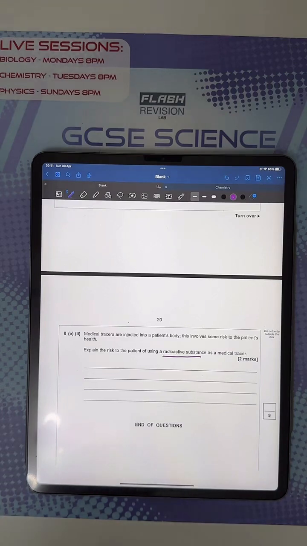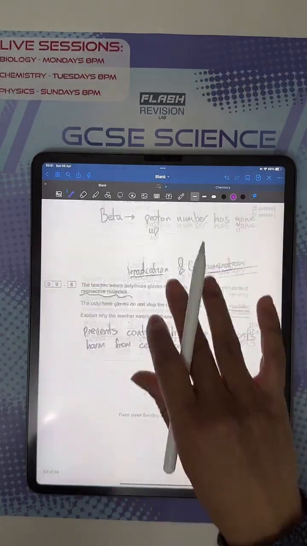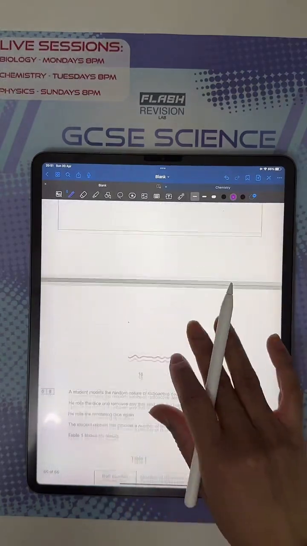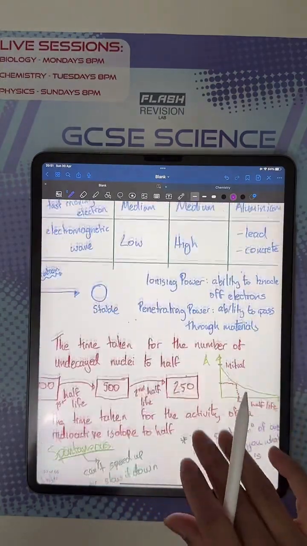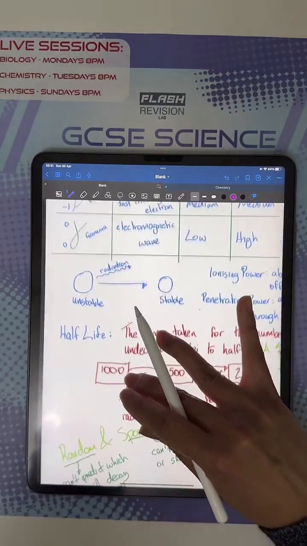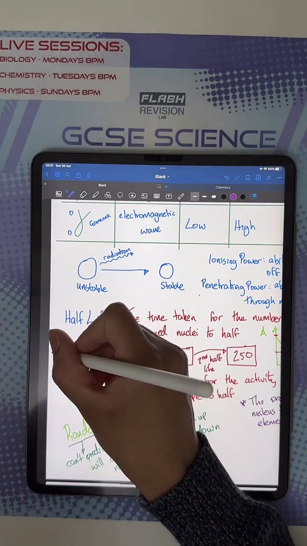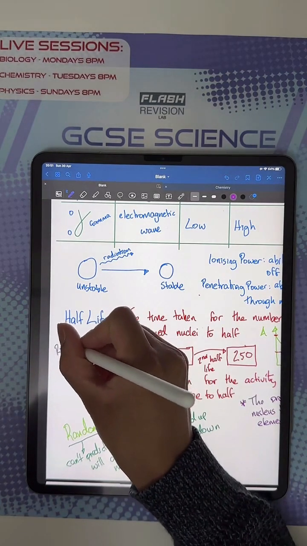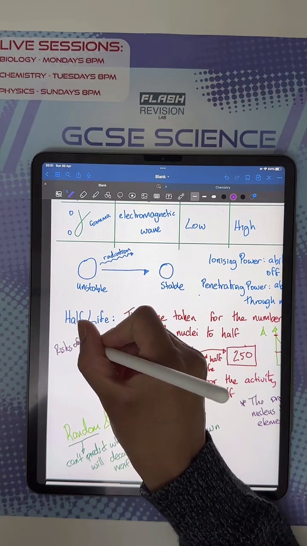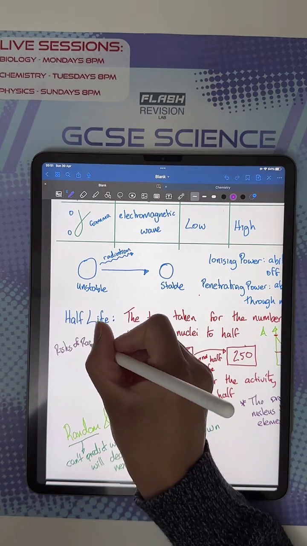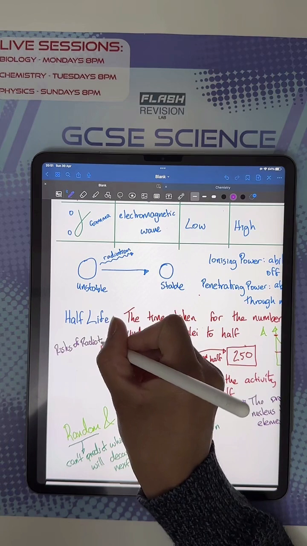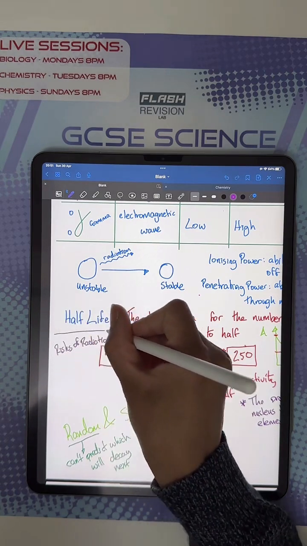Damage healthy cells. Yes. Let's write this down in our notes. So risks of radiation. If we have space, it was quite full, wasn't it, our notes? If I can find space somewhere here. Let's get another color. So purple, yeah. So risks of radiation. Sorry guys, this is going to be messy. What I'll do is I'll put a box around it.